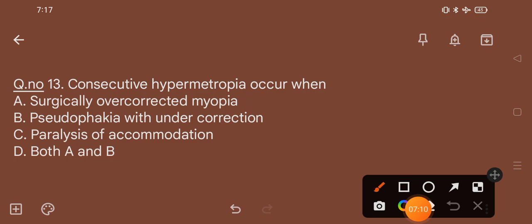Consecutive hypermetropia occurs when: option A, surgically overcorrected myopia; option B, pseudophakia with undercorrection; option C, paralysis of accommodation; and option D, both A and B. The correct option is option D, that is both A and B.